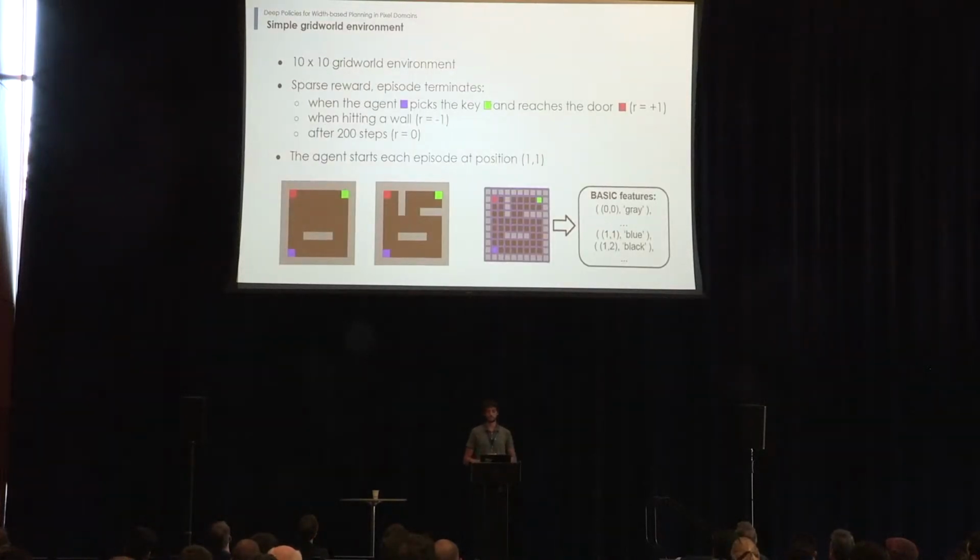So we tested this in simple grid world environments with sparse rewards, where the agent in blue always starts at this position, needs to go pick the key in green, and then go to the door in red to reach the reward of +1. We also give a reward of -1 and end the episode if it touches a wall or after 200 steps. Since iterated width needs features, we define this simple set of features we call basic. That is basically the position and the color at that position.